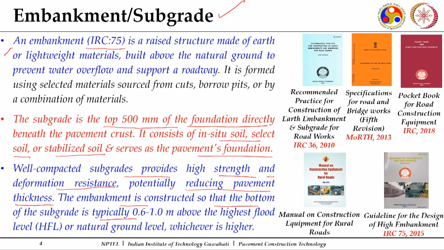And the various codes which are referred for the construction of subgrade and embankment are: the manual on construction equipments for rural roads; the guidelines for the design of high embankments, IRC 75; the recommended practice for construction of earth embankment and subgrade for road works, specifically for subgrade and embankment construction; the MORTH specifications for road and bridge works; and then we have the pocket book for road construction equipment, very useful to deal with the different kinds of construction equipments.